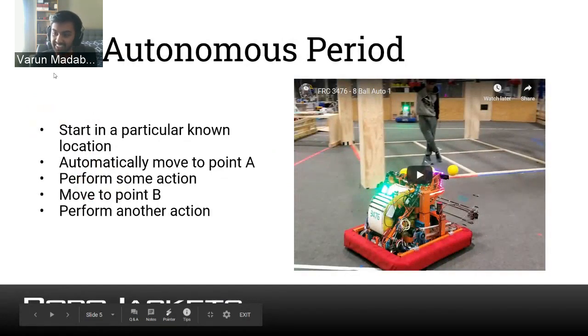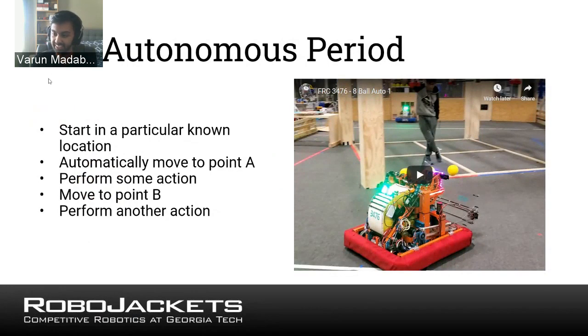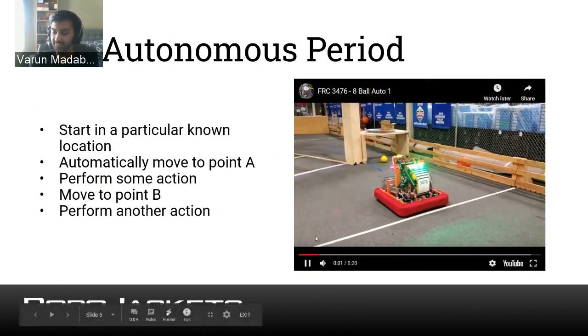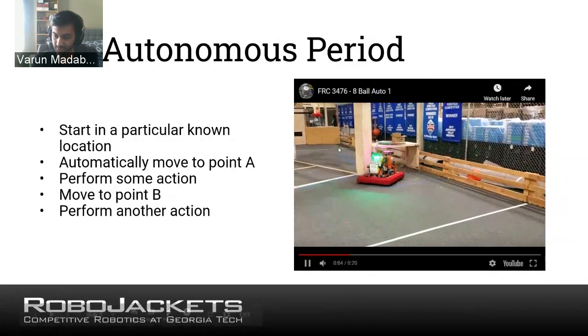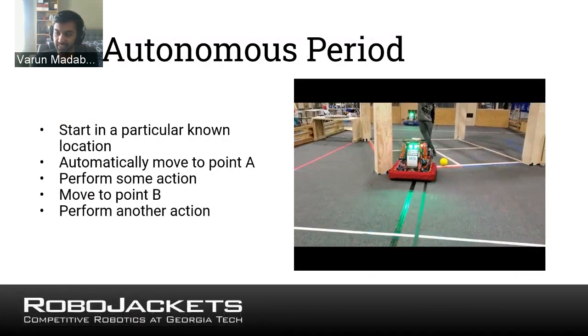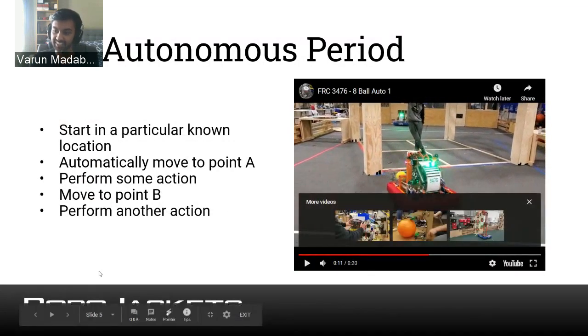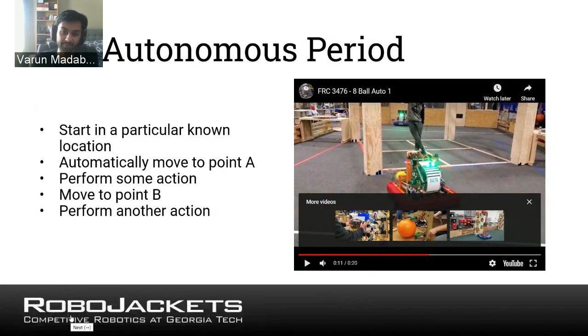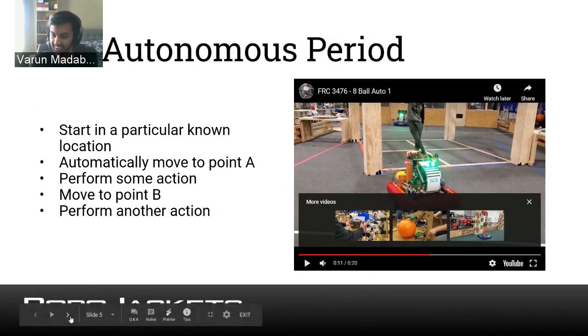As I mentioned before, in the FRC Autonomous Period, regardless of what game it is, the challenge really just boils down to moving the robot to a point, performing an action at that point, moving somewhere else, and performing another action. You want to do this as fast as possible because you only have 15 seconds in the FRC game usually. And here's a pretty straightforward example of that exact sequence: go to a point, use the mechanism to pick up balls, shoot the balls, go somewhere else and pick up more. This could be balls, this could be cubes from 2018, and so on and so forth.